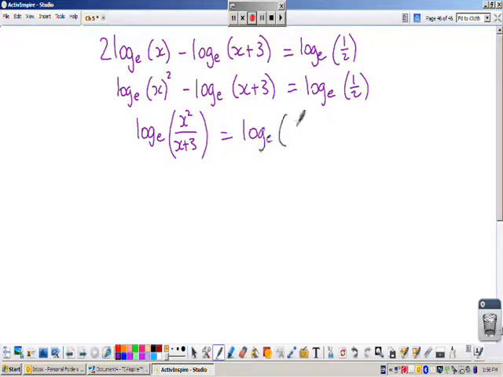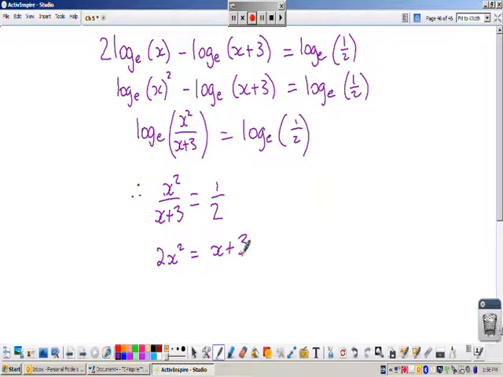Now, I've noticed moving around the room that a lot of people have a burning desire in this case to move the log of a half to the left and let it equal 0. You can do that, but there's no need, because if you've got log of something equals log of something, well then the somethings must be equal to each other. So therefore, x squared over x plus 3 equals a half. And of course we need to deal with denominators, so it becomes 2x squared equals x plus 3, and now you can satisfy that urge to move everything to one side, let it equal 0, because it's a quadratic. So 2x squared minus x minus 3 equals 0.